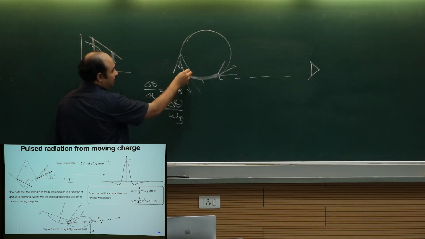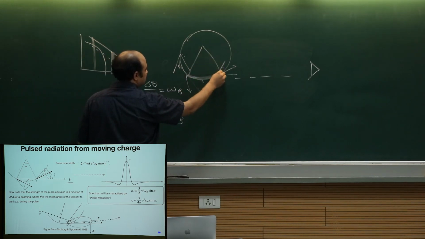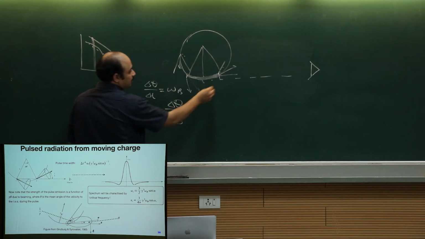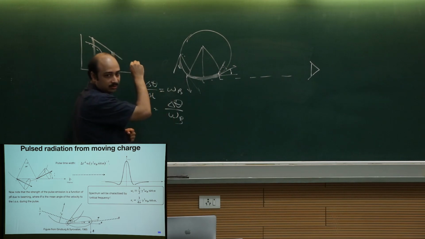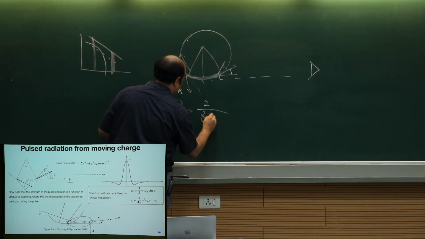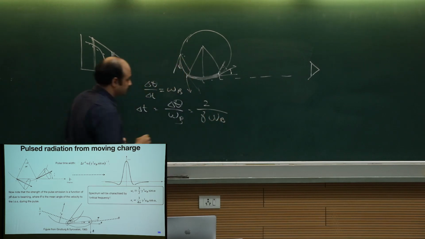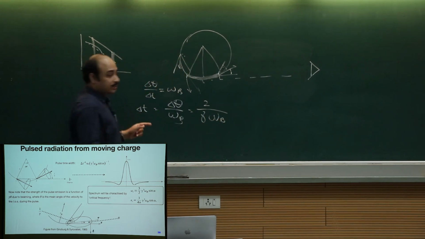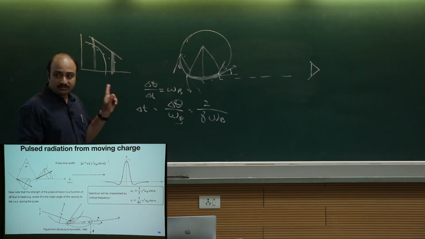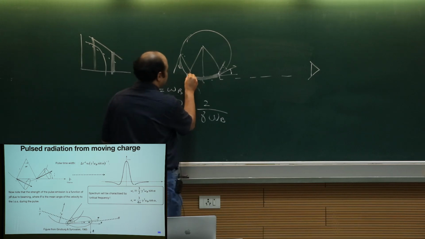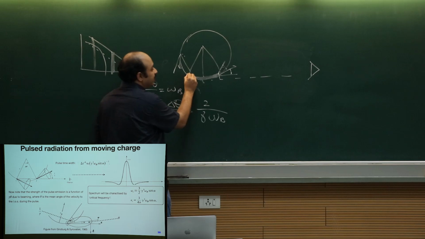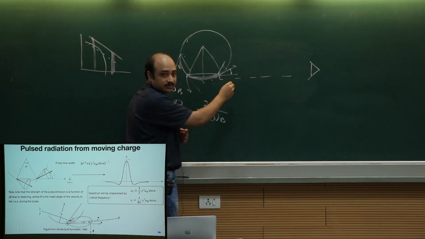Now this delta theta, this is the cone of this rotation. This is 2 by gamma, because 1 by gamma, 1 by gamma, the cone. So it's 2 by gamma omega b. This is the time the charge spends between these 2 points. This is not the time interval of the pulse that the observer sees. Why? Because as soon as the charge enters here, the observer starts seeing some radiation. So radiation has some finite travel time between these 2 points.